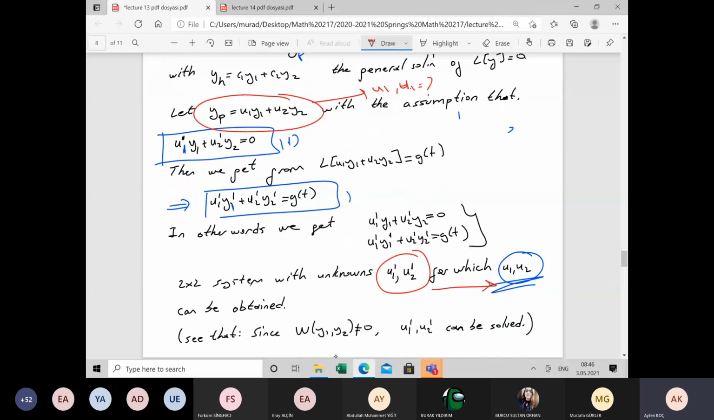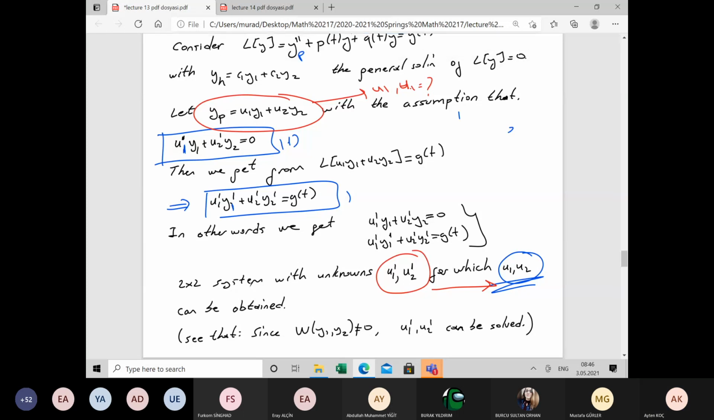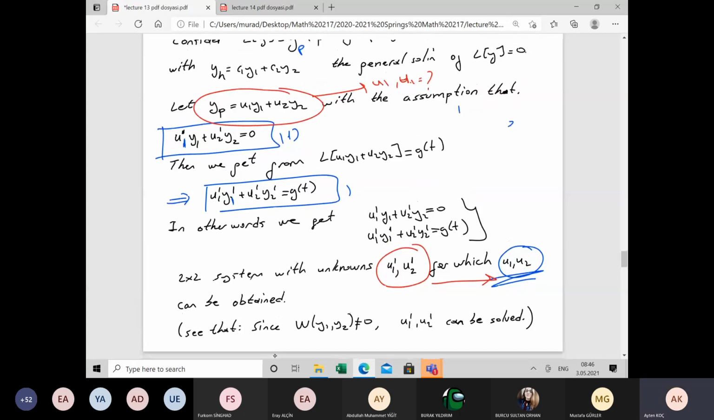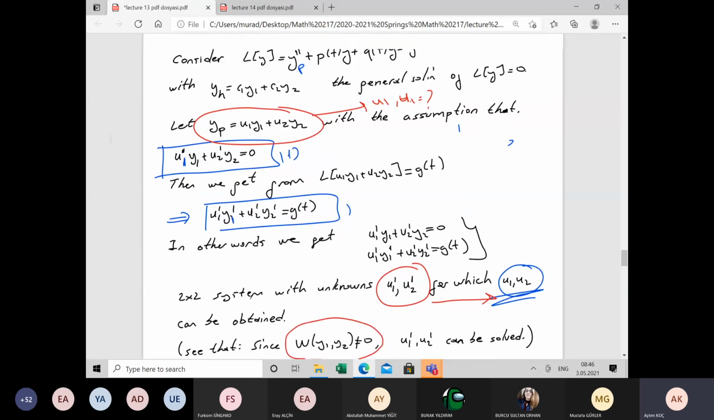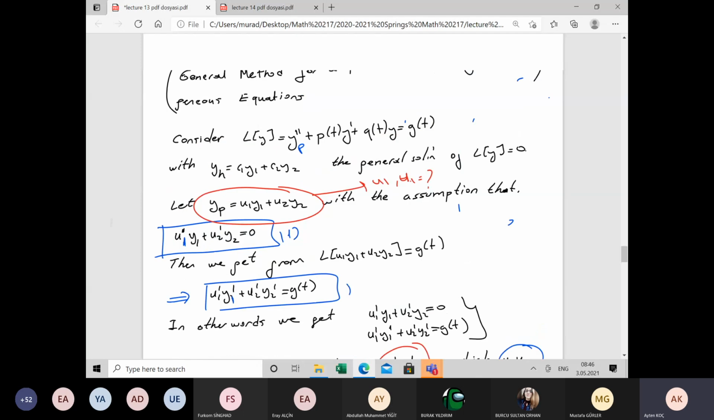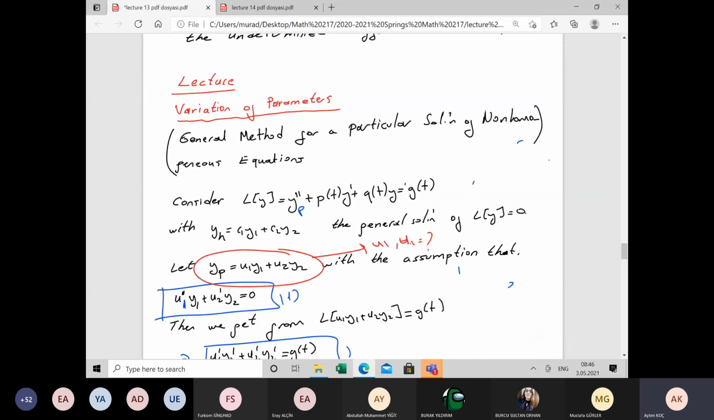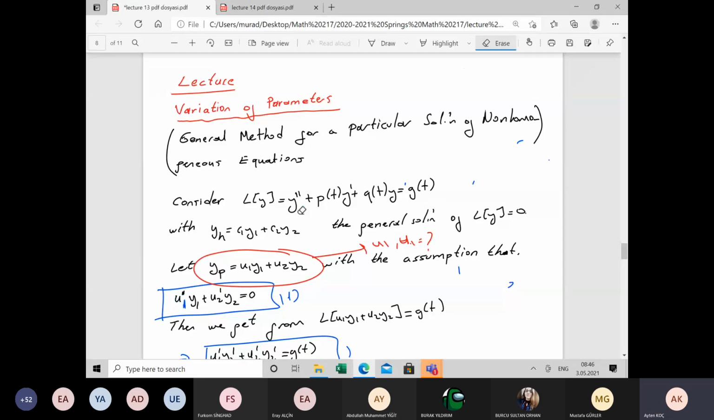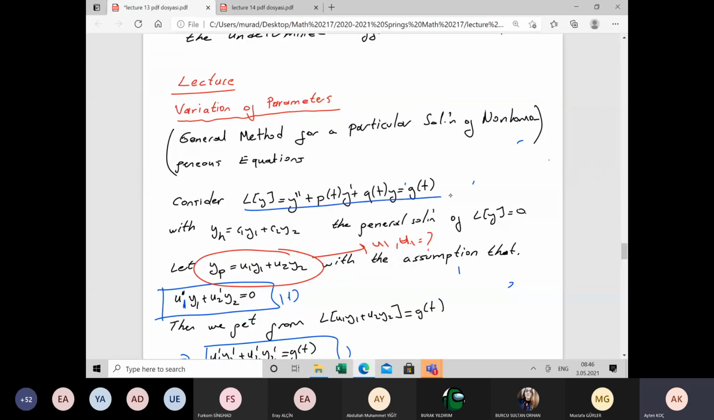And also, we claim that y sub 1 and y sub 2 and the Wronskian determinant are non-zero. What is the reason here? We claim that L of y, the second order differential equation, if we have the general solution of the homogeneous part, means we have y sub 1 and y sub 2. We know that y sub 1 and y sub 2 are fundamental.